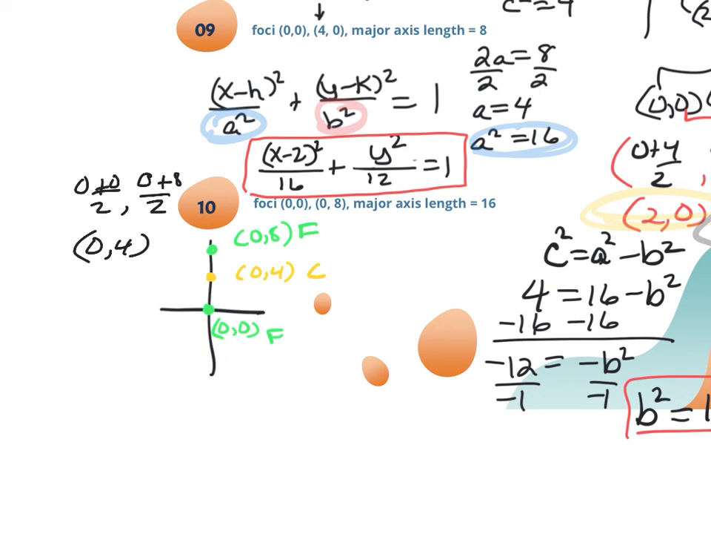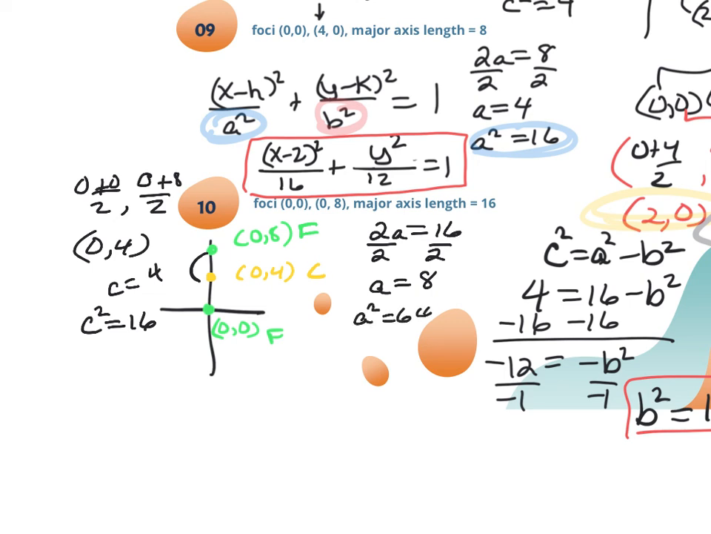Remember, the C value is how far away the center is from the focus. So you can see that it's 4 away. So my C value is 4, and then I know C squared is 16. Remember, your major axis length is equivalent to 2 times A. So I set 2A equal to 16. Divide by 2, A equals 8. If A equals 8, then A squared equals 64.